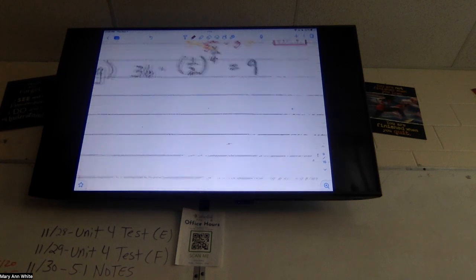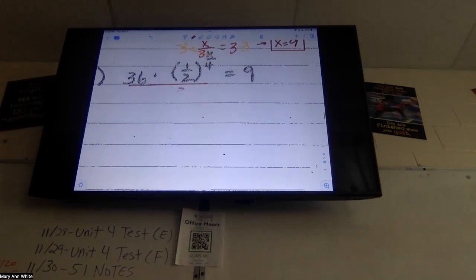Okay, next one, same idea. I know that you might be really tempted to make this a decimal. Please, please, please keep it a fraction. I've got 1/2 raised to the x over 4 equals 9 divided by 36. I can simplify to 1/4. And again, I know it's really easy to just not leave it like that.